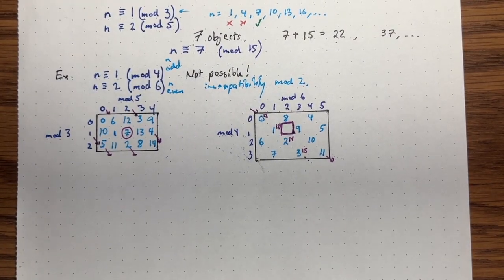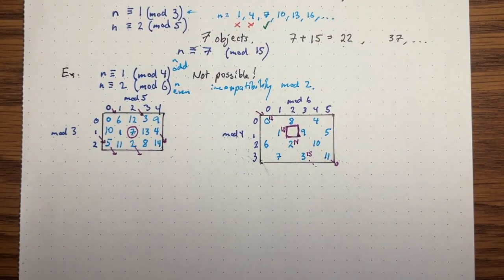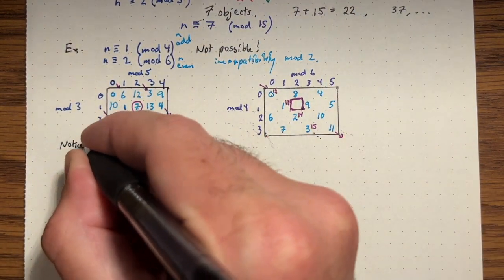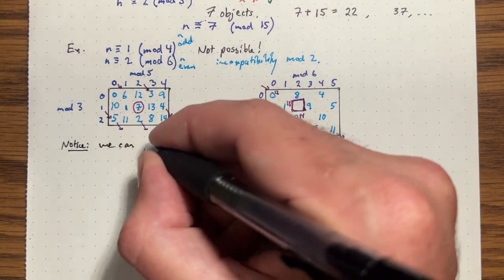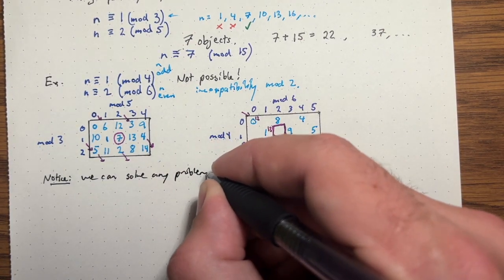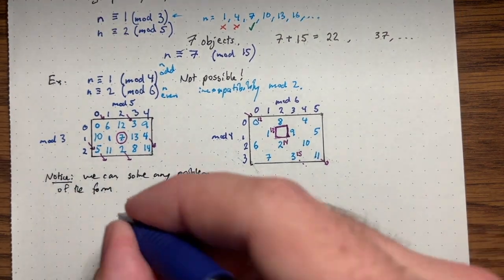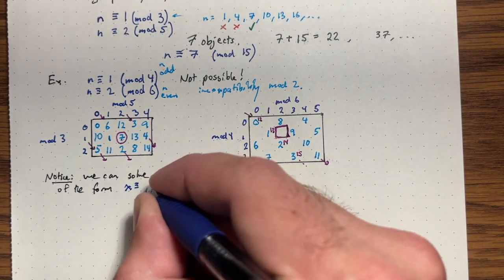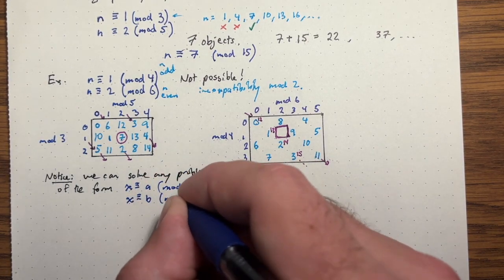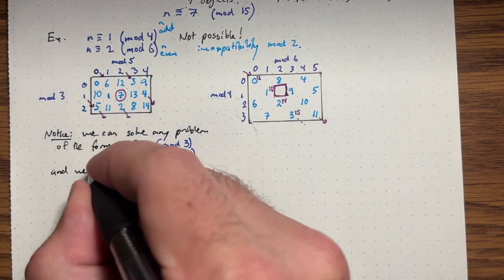Okay, well, what's going on here? So let's take this box over here, mod 3 and mod 5, and I want you to notice that we can solve not only our original problem, we can solve any problem of the form x is congruent to a mod 3 and x is congruent to b mod 5. And what do we get? We get a unique solution.